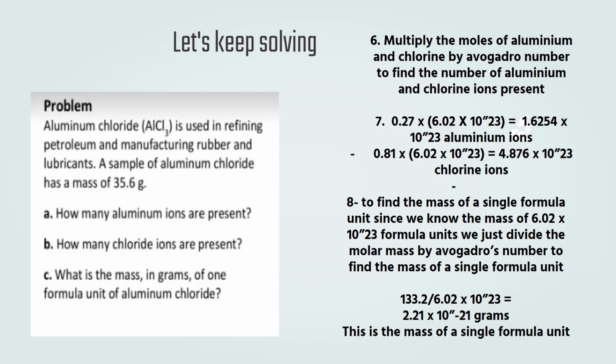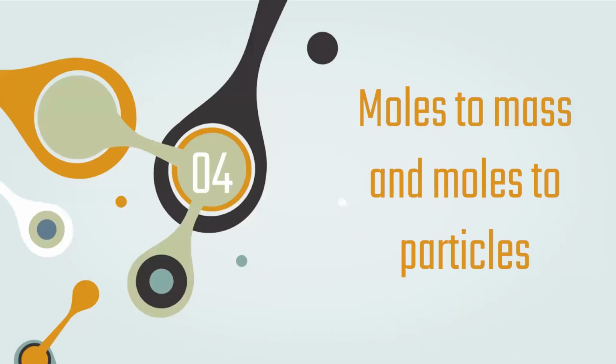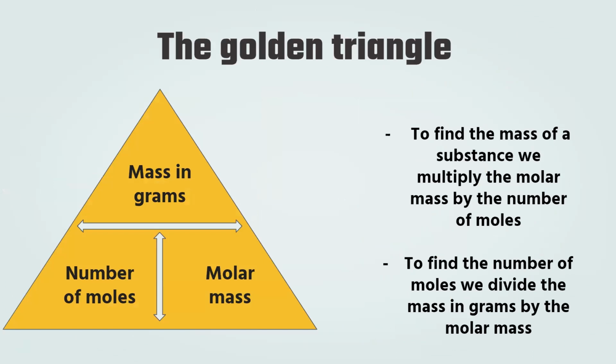Now let's begin with converting moles to mass and moles to particles. Before we get into that, I want to present you with the golden triangle. Observe the triangle for a second. At the top of the triangle, you have a section called mass in grams. On the bottom left, you have number of moles. On the bottom right, you have molar mass. Think of every line separating the sections as an equal sign. If you do that, you'll find that the triangle is very easy to read.